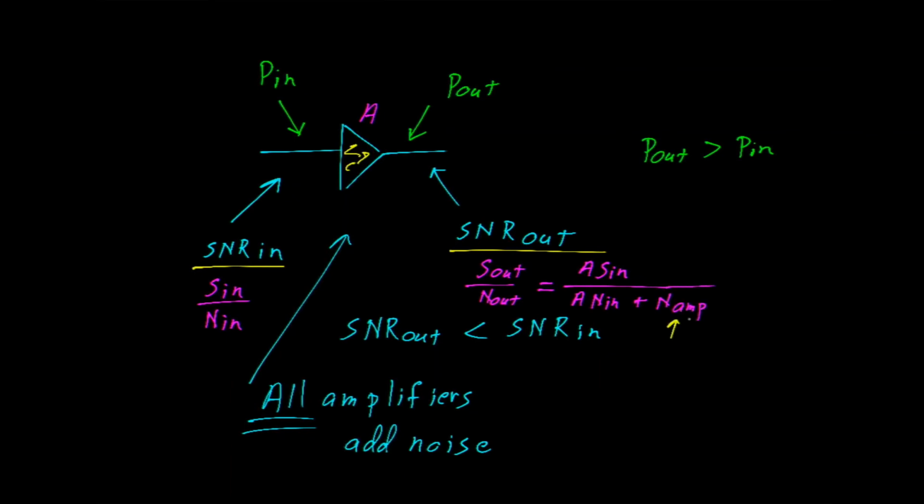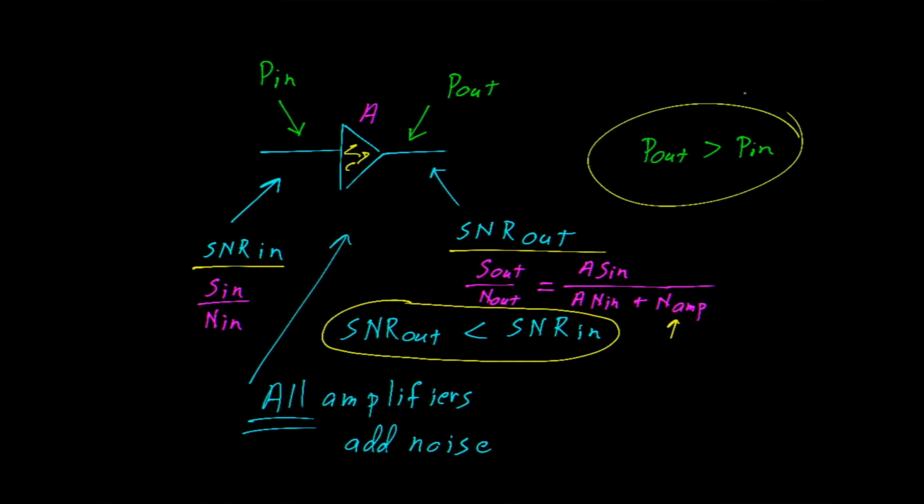With that added noise in the denominator, the total signal-to-noise ratio drops, which is where this comes from. Our signal-to-noise ratio on the output of an amplifier will be less than the signal-to-noise ratio that went into the amplifier, even though the output power on the amplifier is greater than the input power. So those are two related thoughts, but they mean different things.